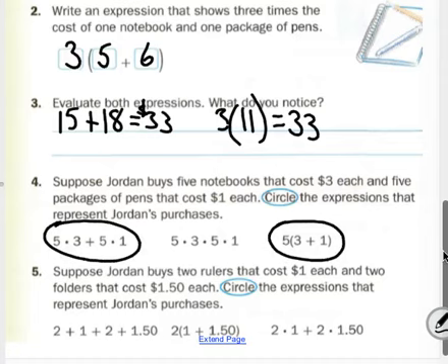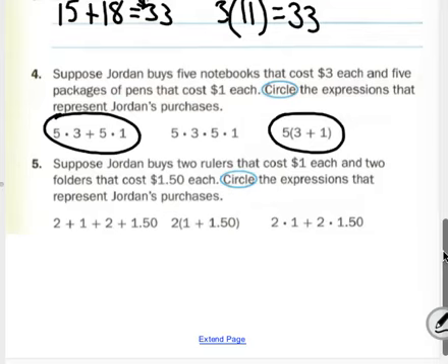All right. So it says, suppose Jordan buys 2 rulers that cost $1 each and 2 folders that cost $1.50 each. Circle the expression that represents Jordan's purchase. So we bought 2 rulers at $1 each, so there's $2, and 2 folders at $1.50 each, that's $3. So it's 2 plus 3, it's $5 total. So let's see which one of these gives us $5 total.